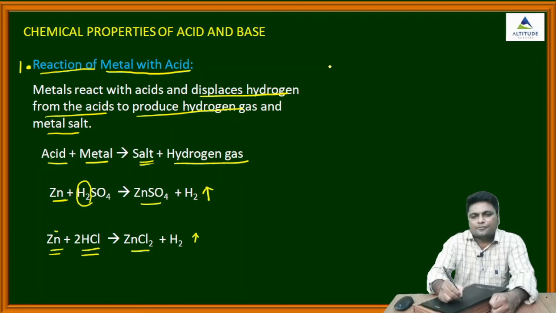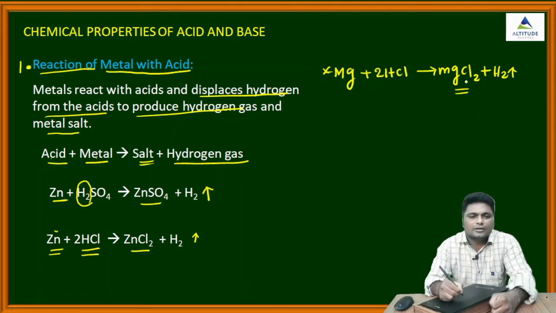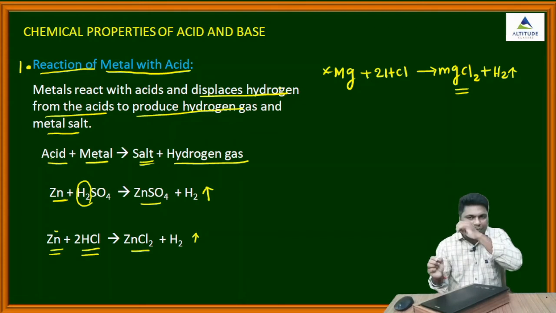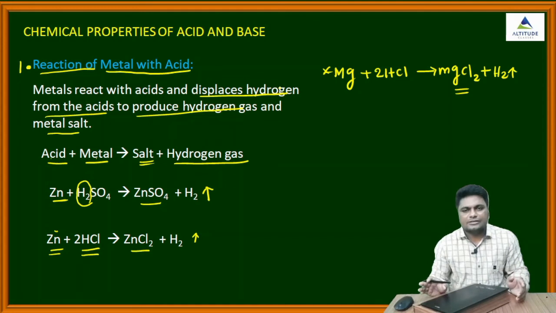Clear? For example, if you take one more metal, magnesium, when it reacts with 2 molecules of HCl, you will get magnesium chloride and H2 gas. This is the reaction of metal with acid. Keep in your mind, metals react with acid to give salt and hydrogen gas. Zinc reacts with H2SO4 to give zinc sulfate and H2 gas, zinc reacts with HCl to give zinc chloride and H2 gas, and magnesium reacts with HCl to give magnesium chloride and H2 gas.